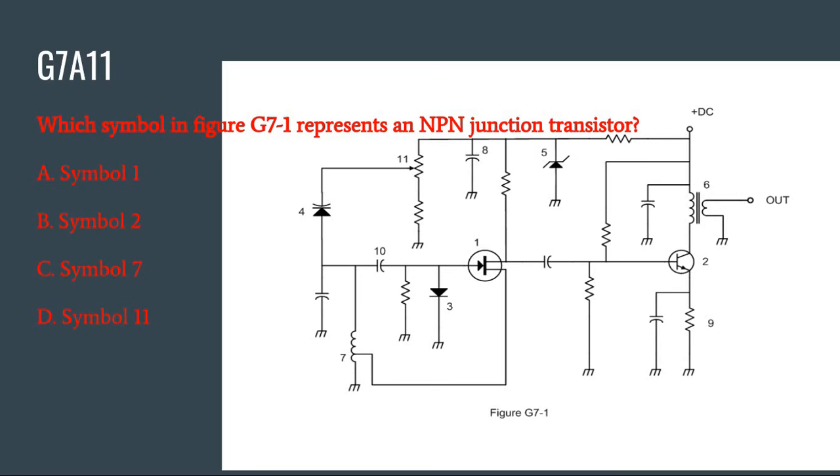Okay, G7A11, which symbol in figure G7-1 represents an NPN junction transistor? A, symbol 1, B, symbol 2, C, symbol 7, or D, symbol 11? Correct answer is B, symbol 2. So we're looking at this one right over here.